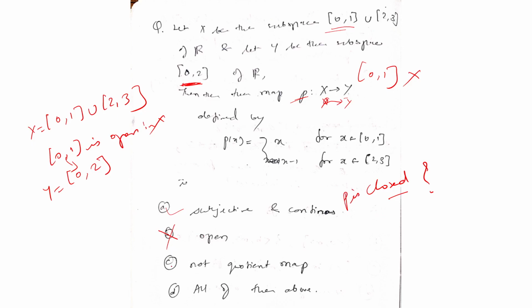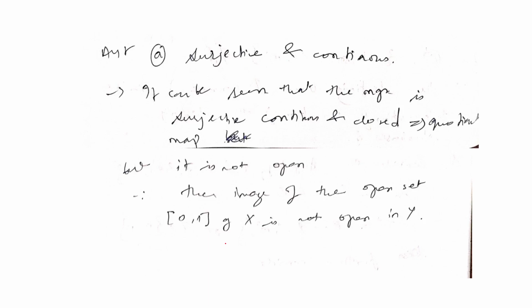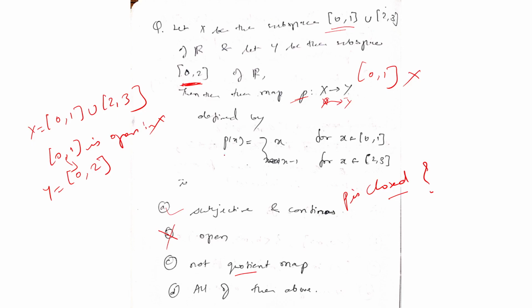Okay. Now option C is saying that it is not a quotient map. So you discarded this, meaning you are saying that it is a quotient map. Fine. Yes. The first option says that it is surjective, continuous and closed. So this directly implies that it is a quotient map. Okay. So from all these options, you got that option A is correct. Fine. So I hope it is clear to everyone.